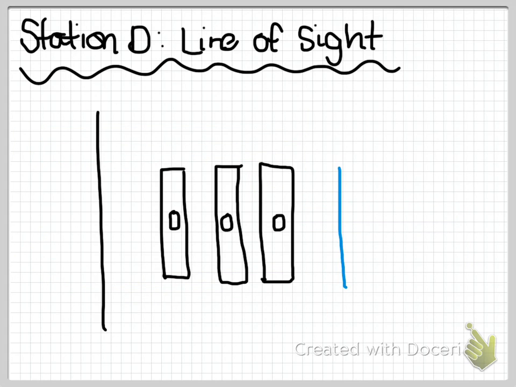Okay, and station D was the line of sight, where you had the three cards with the holes in them and you had to shine light through. So what's happening here? Here is my light source, and I'm going to use the easiest straight line.